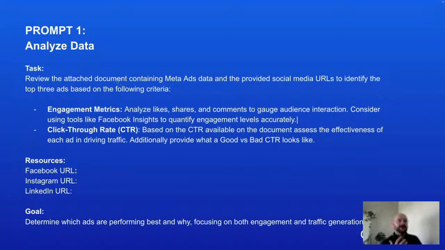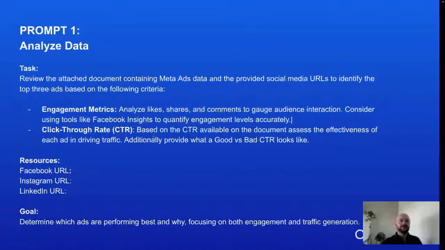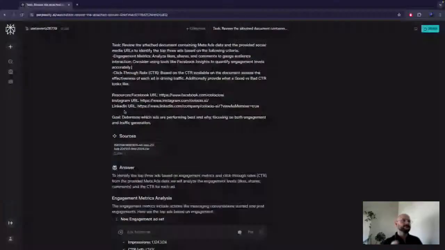you now. I actually did it on Perplexity previously, so I can show you how it looks. And then you've provided the social media URLs there. You've added the document and you've asked it to determine the ads that perform the best and why, focusing on engagement and traffic generation. So how that's going to look is, that's going to look like this. This is the prompt I put in. I put Colossia's information in there. And this is what you're going to get.